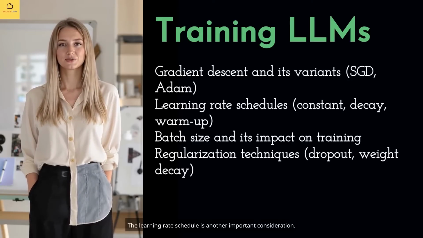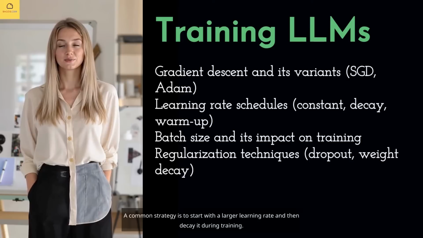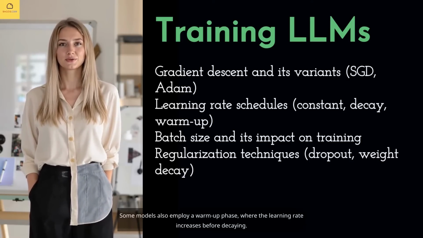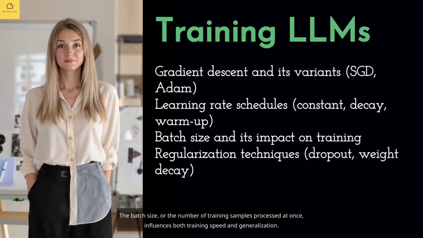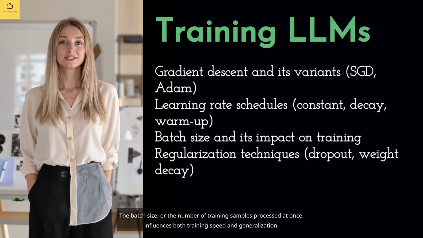The learning rate schedule is another important consideration. A common strategy is to start with a larger learning rate and then decay it during training. Some models also employ a warm-up phase, where the learning rate increases before decaying. The batch size, or the number of training samples processed at once, influences both training speed and generalization.